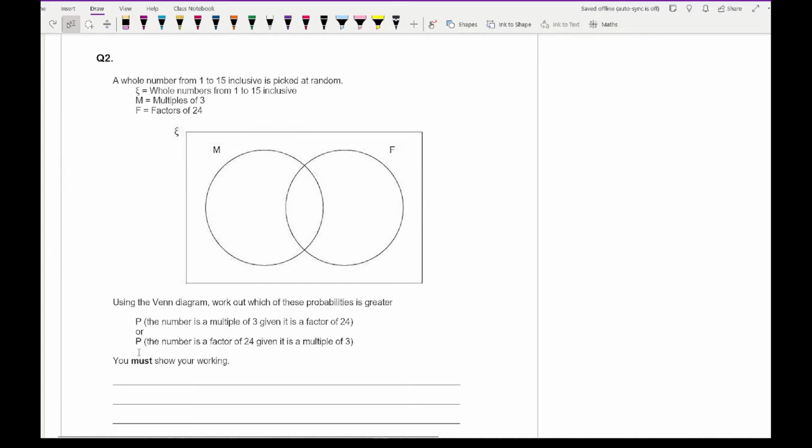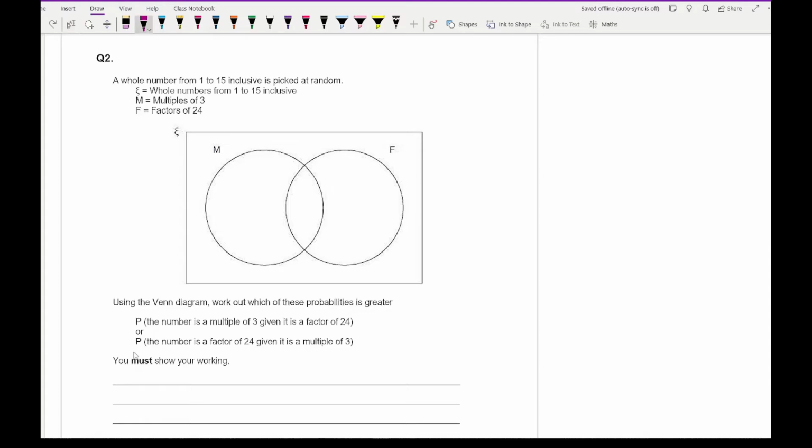Moving on to question 2, it says a whole number from 1 to 15 inclusive, so including 1 and 15, is picked at random. The subsets of the Venn diagram include numbers 1 to 15, and it says that M represents the multiples of 3 and F represents the factors of 24. It says using the Venn diagram, work out which of these probabilities is greater: the probability of a number being a multiple of 3 given it's a factor of 24, and the probability of the number being a factor of 24 given it's a multiple of 3. You must show your working out.